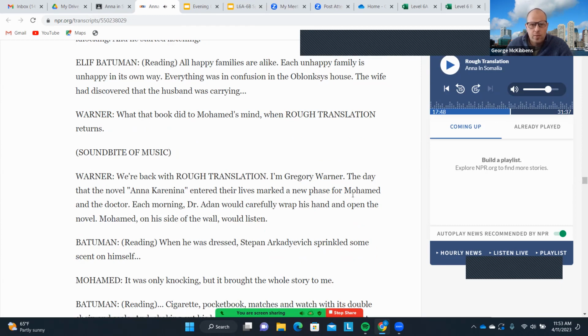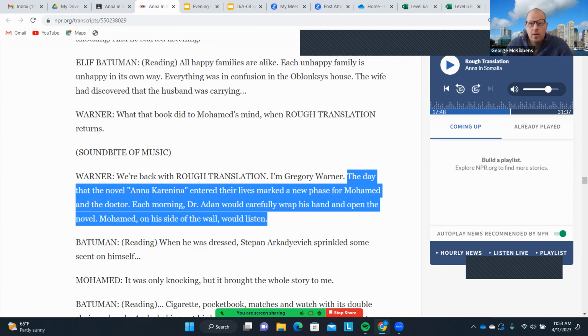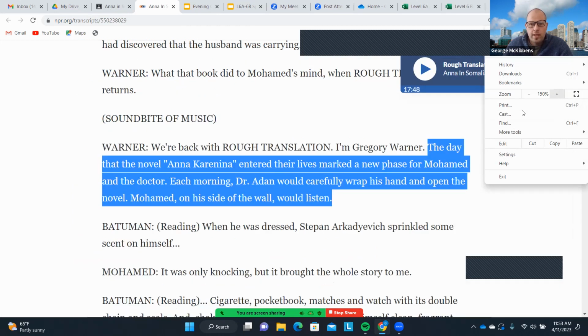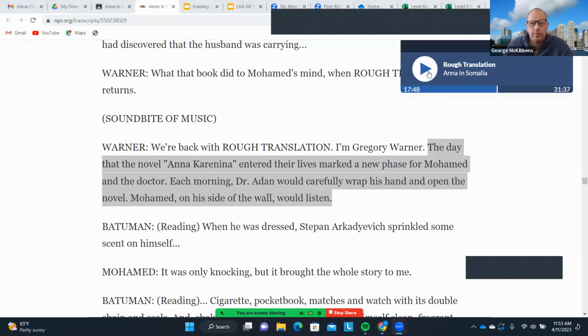Okay, so here it is. I guessed right. So there it is. Now that Muhammad is able to keep his mind busy and escape into the story, we're going to see how this story changes Muhammad's life.